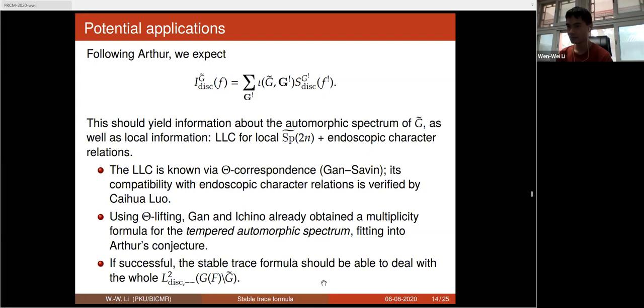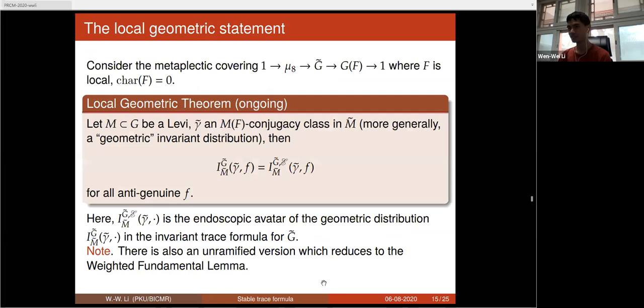Okay, so the technical part is this. Arthur himself wrote three papers for stabilization. And in fact, that's not enough because he skipped some details. To supply these details, Moeglin-Waldspurger wrote two volumes of books with more than 1,000 pages in total. So I can only be very sketchy about the stabilization process.